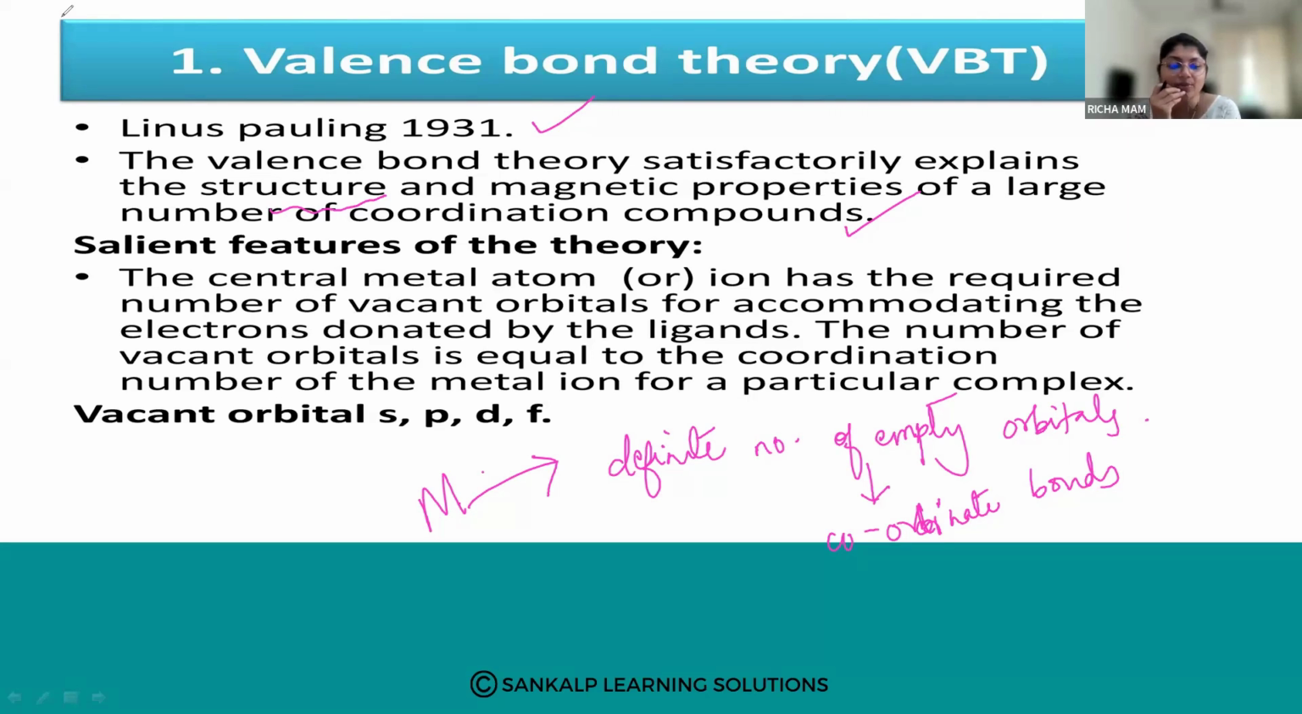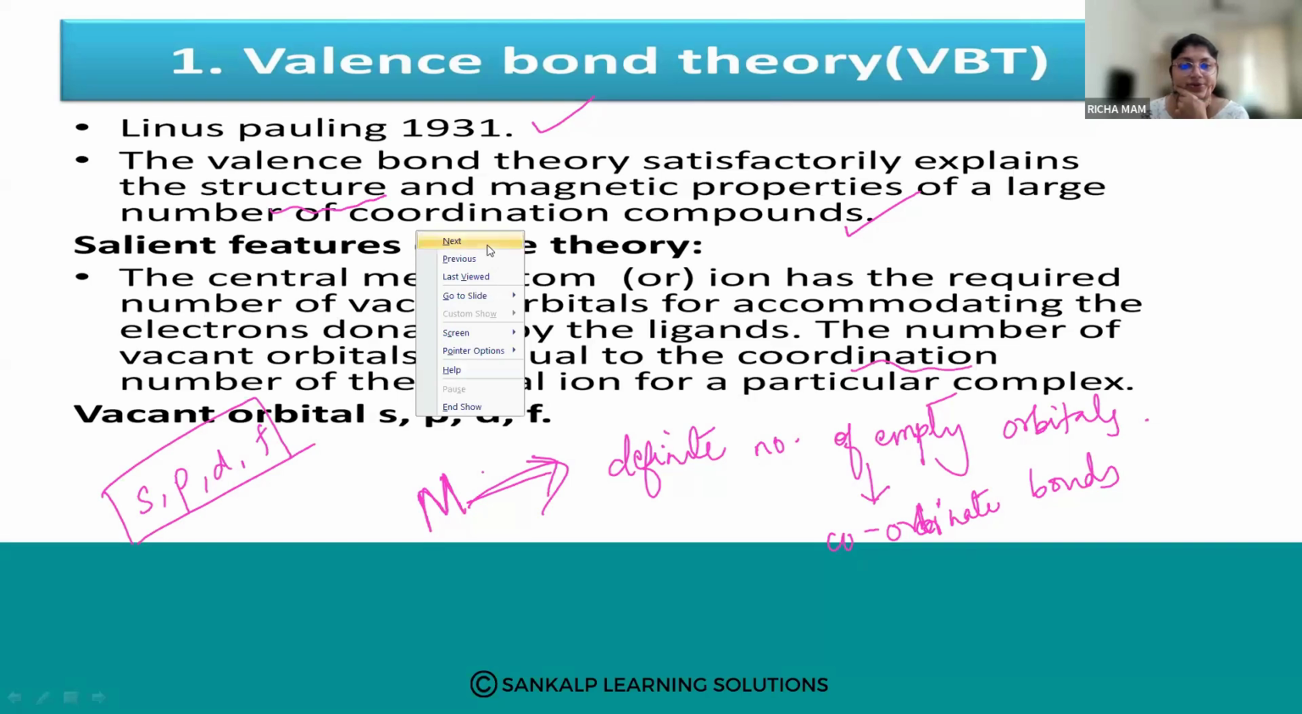Whatever the number of empty orbitals, that is equal to the coordination number of the central metal ion. Which are the orbitals? S, P, D and F. Depending upon how many ligands are present, that much the metal will provide the number of empty orbitals. These empty orbitals tell you the coordination number of the metal ion. So these are the two points. Next point.